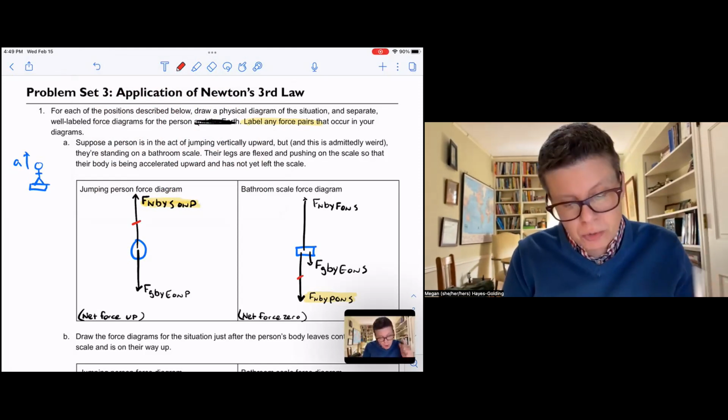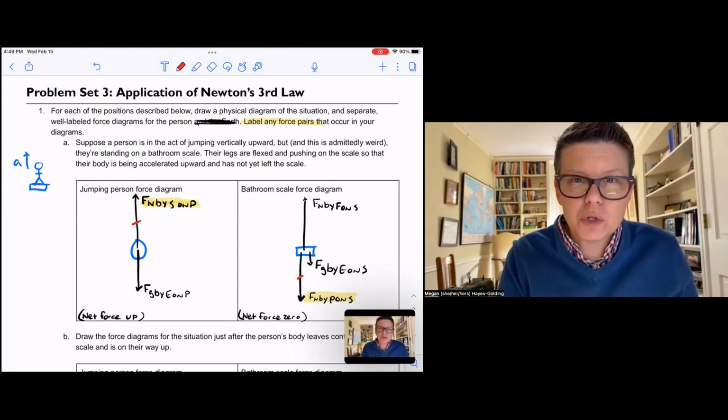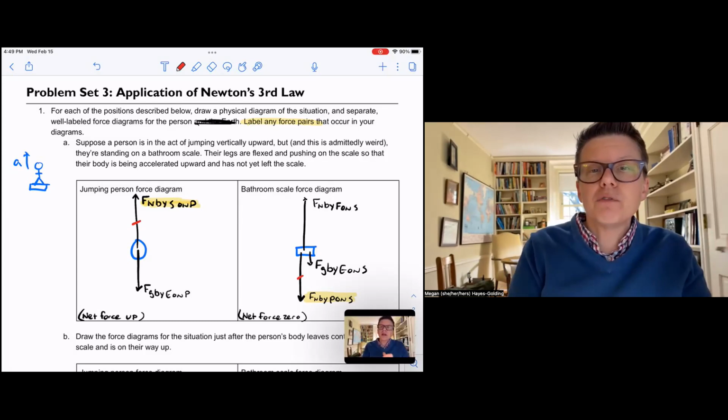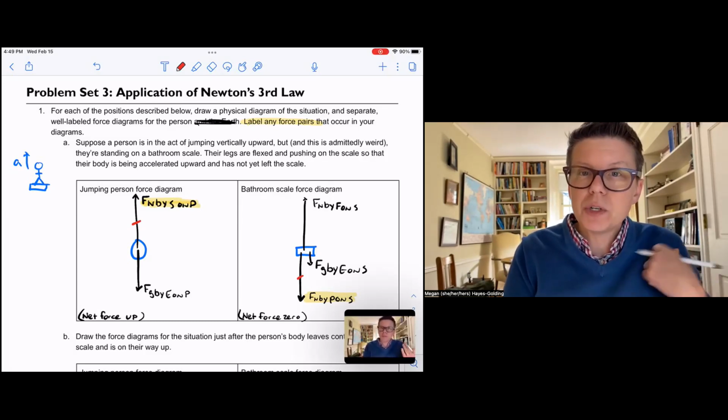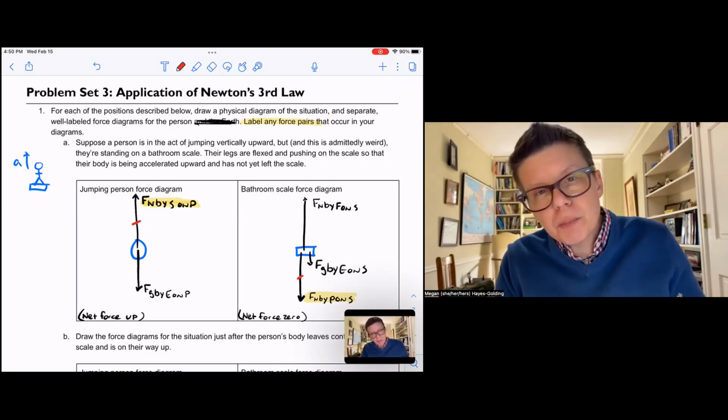I have also attempted to honor that the net force on the scale is 0. So show a situation where the forces on the scale balance out, and the net force on the person is upwards. So I need a longer up line than down line. So feel pretty satisfied with that.